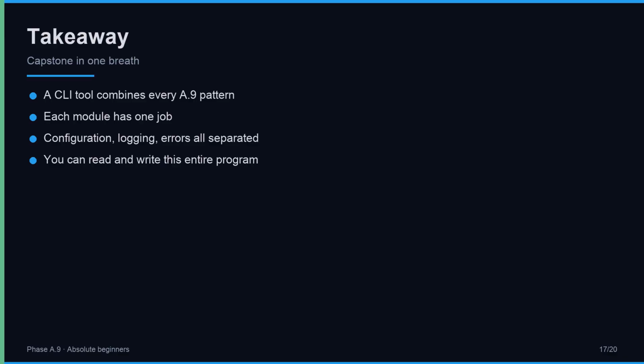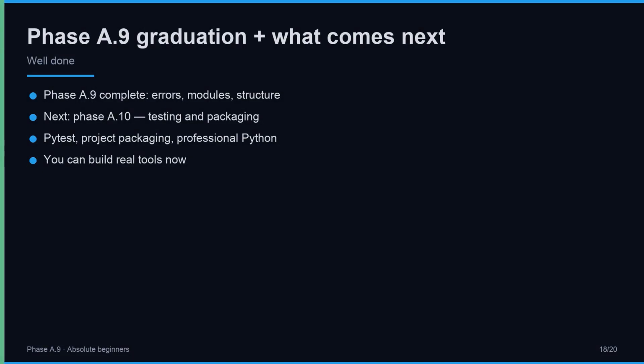Capstone in one breath. Congratulations. Completing this capstone means phase A.9 is done. You can write structured Python programs with reusable modules, type hints, clean project layout, logging, configuration, and error handling. Next is phase A.10: testing with PyTest, packaging your project so others can install it, and the professional practices that turn scripts into shareable software. You can build real tools now, and the next phase makes them reliable and shareable.